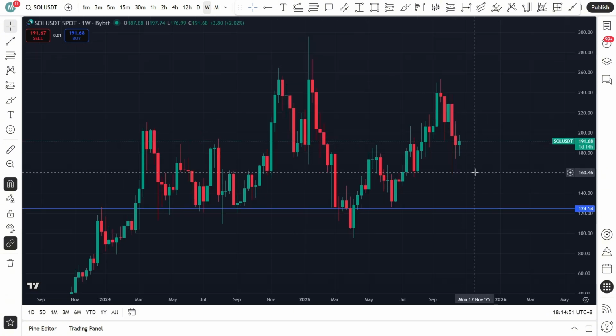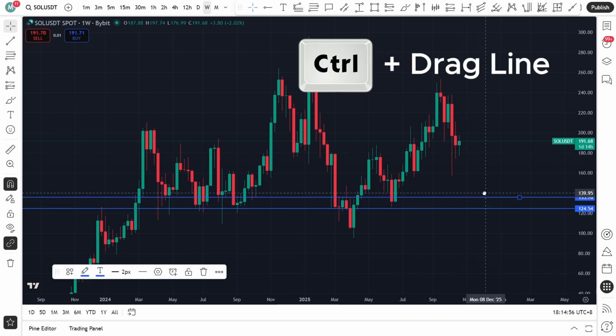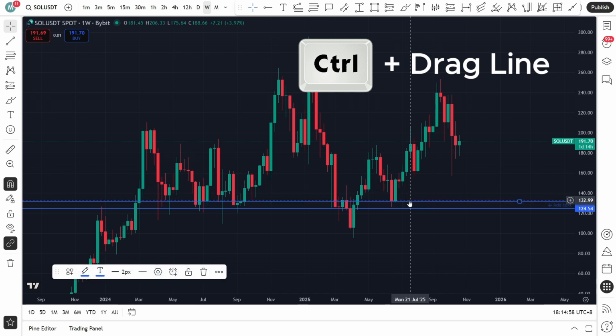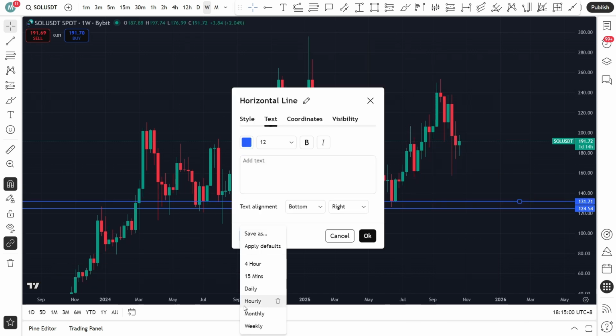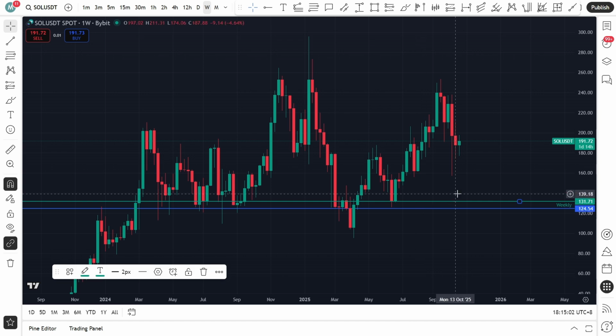On the weekly time frame, just a pro tip, if you're using TradingView, you can hold Control, click on the line and drag it. You can have another line and you can set it to your weekly, and I'll draw the lines quickly.